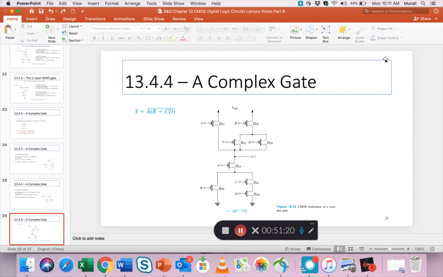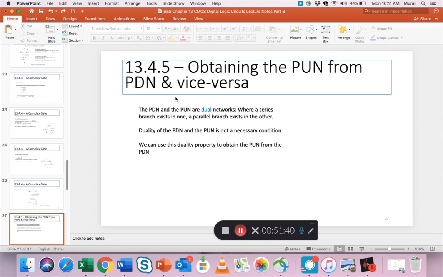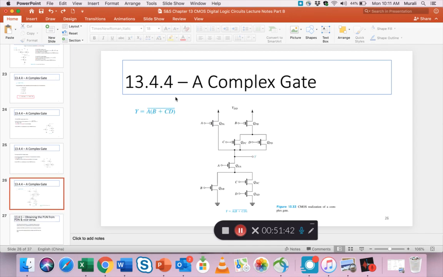Now you put it all together and you have this full circuit. And because you have A, B, C, D, 4 inputs, 4 variables, you need 4 transistors on the top, 4 on the bottom for a total of 8 transistors to implement this function. Okay? So that's how you implement a complex gate, and I think I'll stop here because we are running out of time and I'll continue when I come back in my next recording.